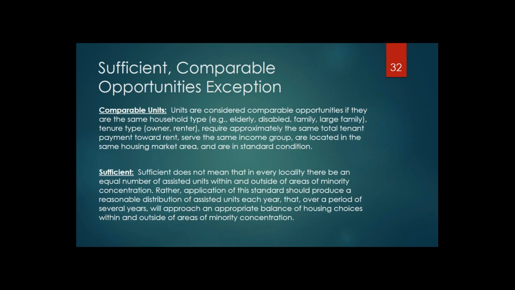So the first is the RAD notice allows a site to meet the sufficient comparable opportunities exception if the PHA can demonstrate that at least 50% of its comparable hard units are outside of areas of minority concentration. The RAD civil rights notice also establishes an exception for new construction on the original public housing site in an area of minority concentration if an equal number of similarly affordable units will be created outside areas of minority concentration.